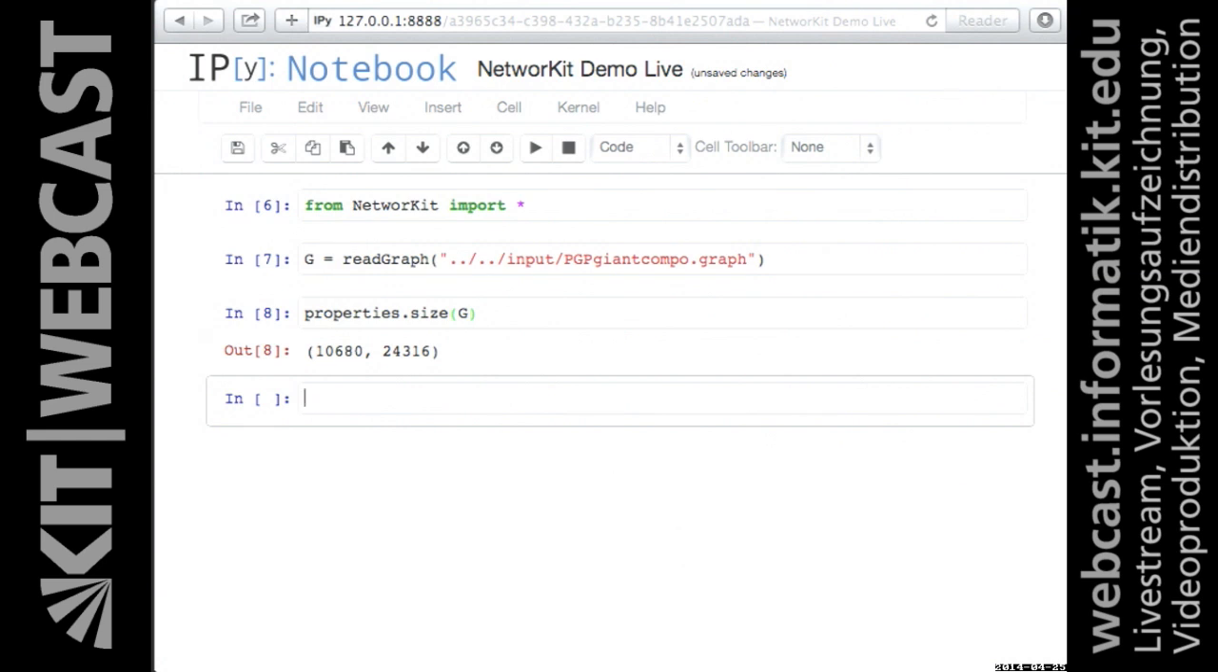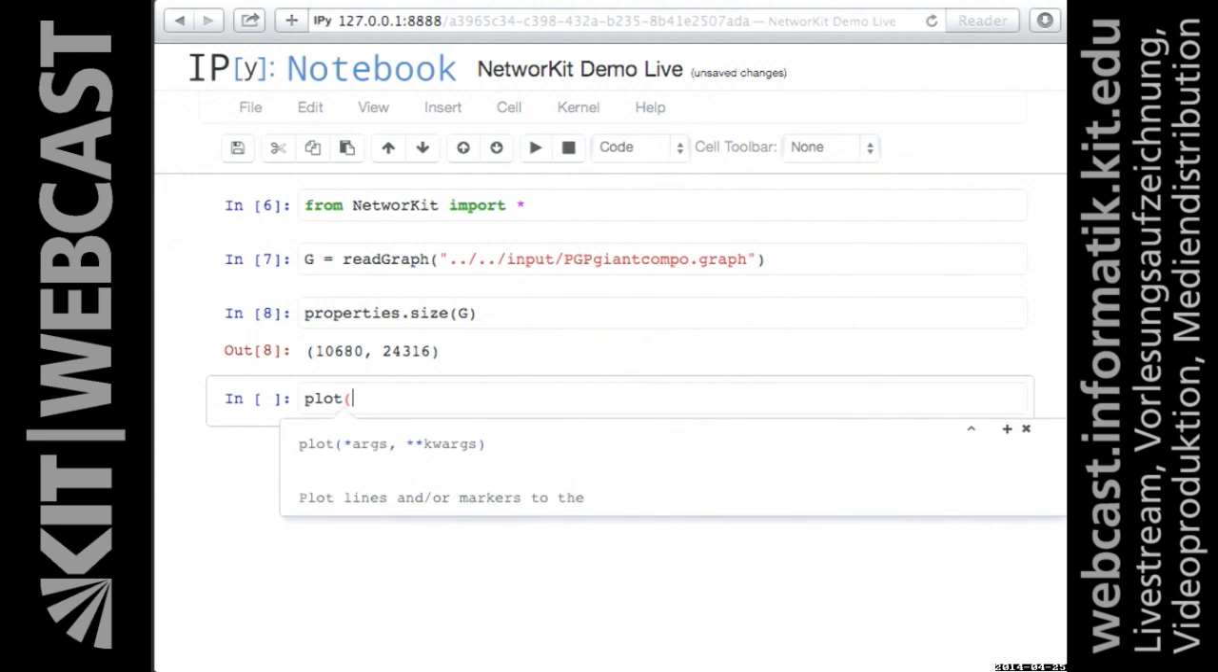Well, what do we want to find out? Maybe we want to find out about the degree distribution of this data set. And why not plot it directly?